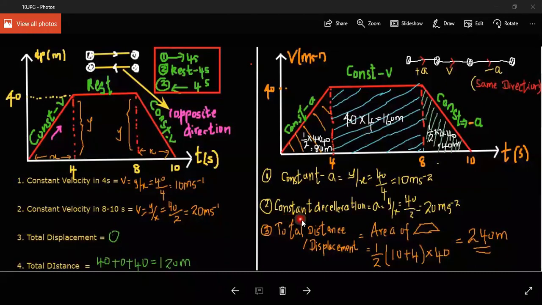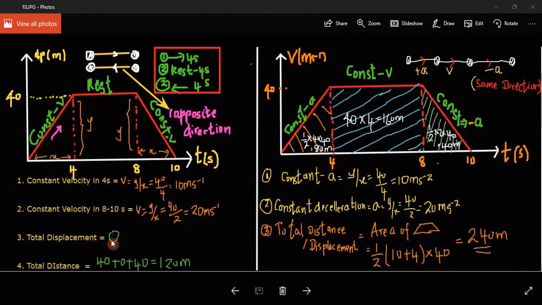So here constant acceleration has been found, and here this is the constant deceleration. You have to know every graph which I have given, or which you may have studied before, right? The constant deceleration, acceleration is equal to y over x. It's 40 over 10 minus 8, so 40 over 2, which is 20 ms^-2. Because the displacement time graph would always give the velocity, and the velocity time graph would always give the acceleration.